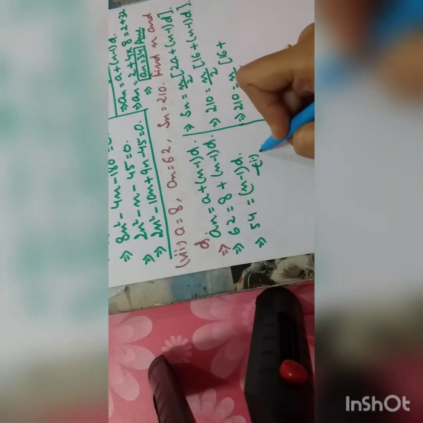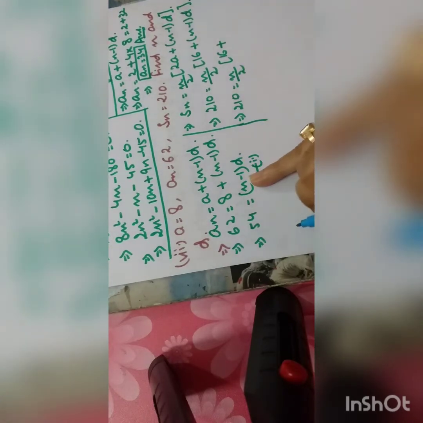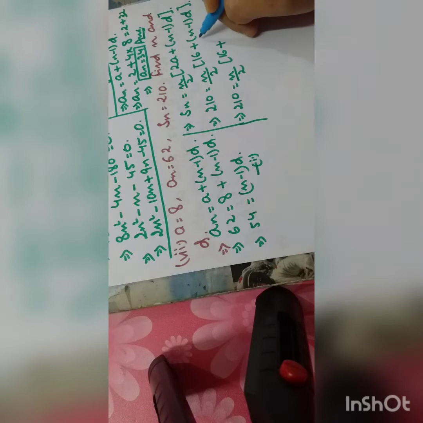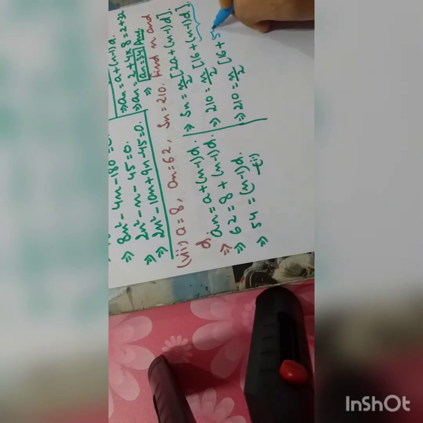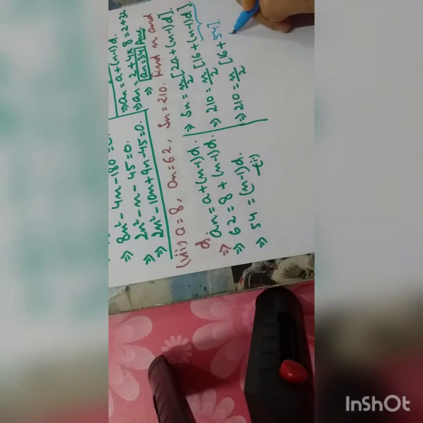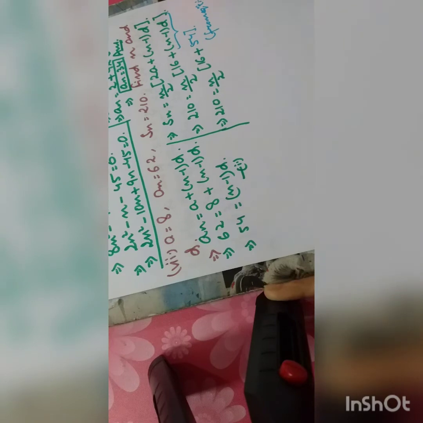I have formed one equation. This equation 1, which I have formed just now, says n minus 1 into d is 54. So n minus 1 into d, this whole result, is nothing but 54 from equation 1. From equation 1 I have used this result.